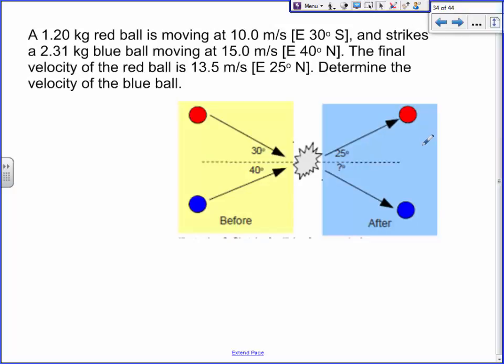Okay. I screwed this one up 2 years ago. I remember it because I missed a negative sign and it screwed everything up horribly. So I hope I don't mess it up today.